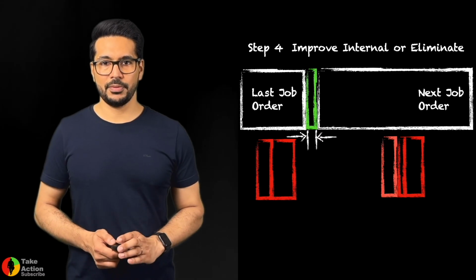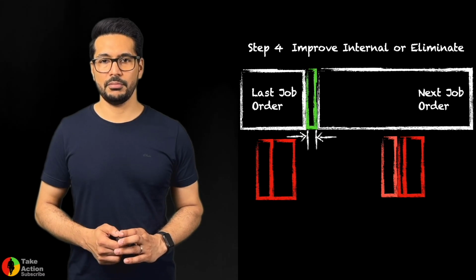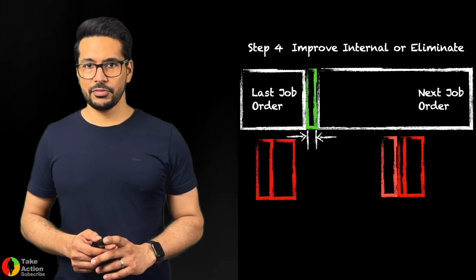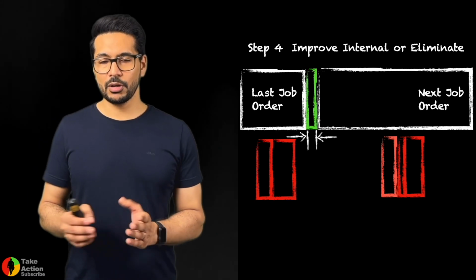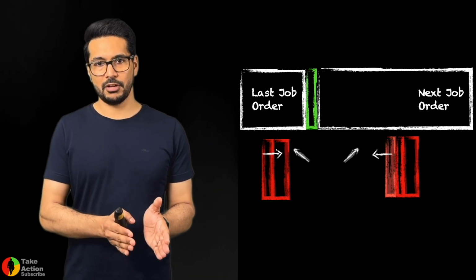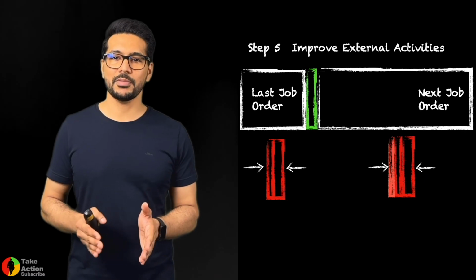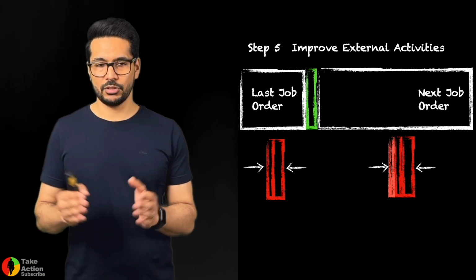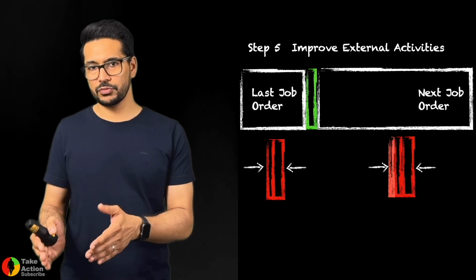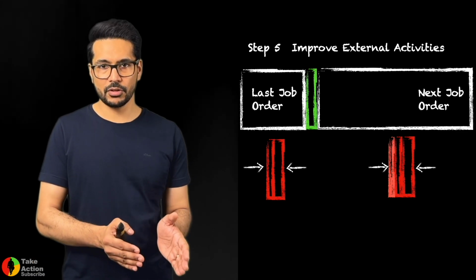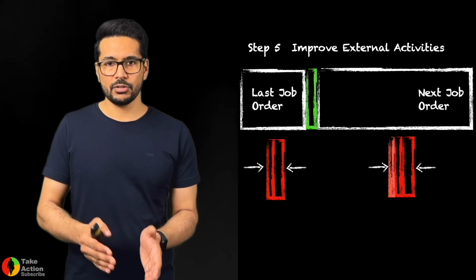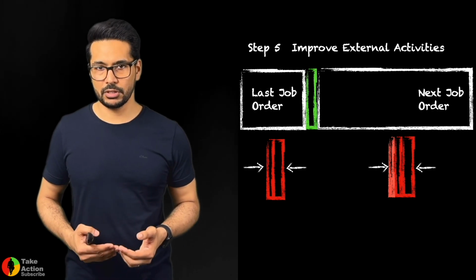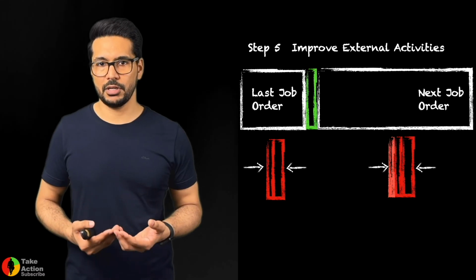So this step involves making the internal activities as quick as possible. Step number 5 is not about reducing the setup time itself, but about optimizing the external activities. For example, the setup time has been reduced from 20 minutes to 10 minutes, but now the worker is doing the external activities, and it is taking him 10 minutes.